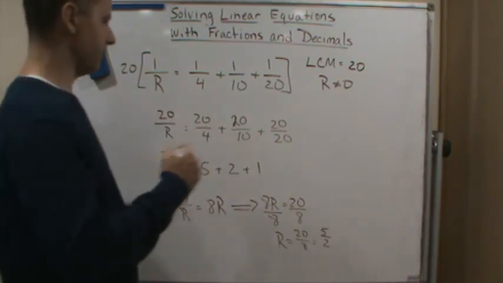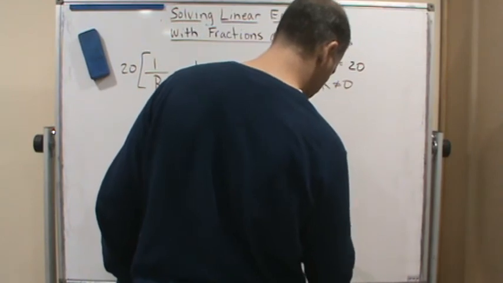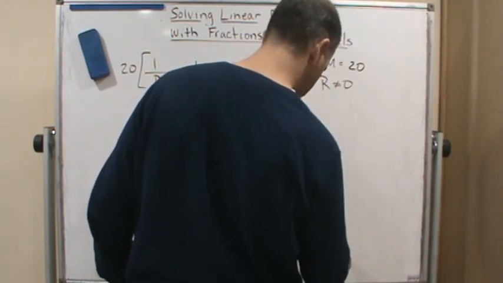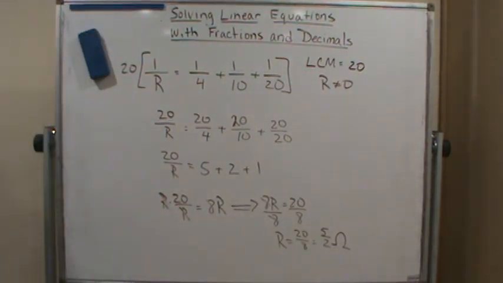And again, these are ohms. The resistance is in ohms. So it's 2.5 ohms, or 5 halves ohms. So the resistance is 2.5 ohms. And that's it. That's the exact answer.